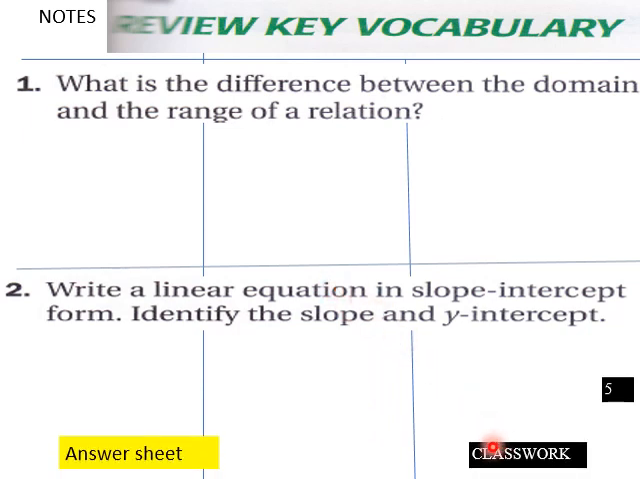Page 5 goes into your classwork sheet, 10 points. Number 1, what is the difference between the domain and the range of a relation? Students, define that in your own words. And then number 2, write a linear equation in slope-intercept form. Identify the slope and then identify the y-intercept. For those two, students, I want full sentences here. You get 10 points for page 5.